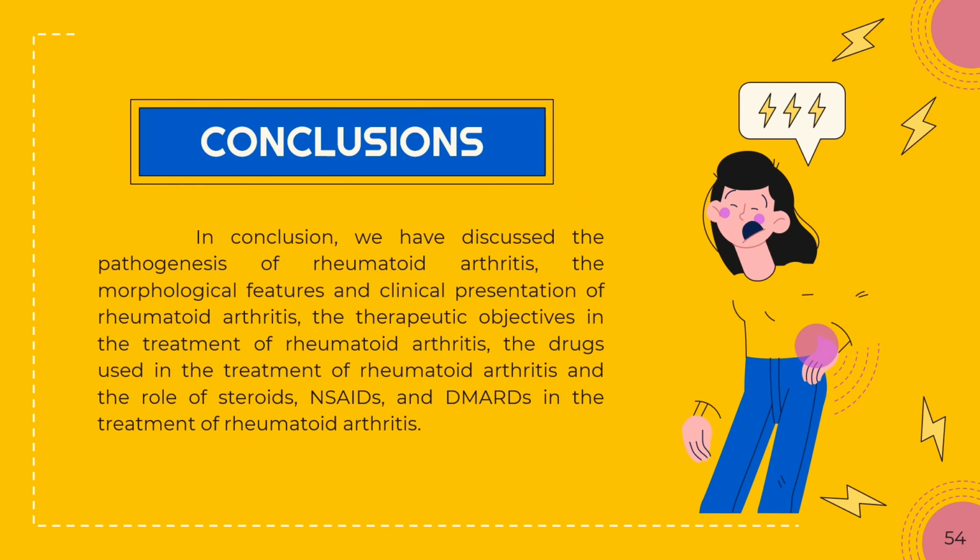In conclusion, we have discussed the pathogenesis of rheumatoid arthritis, the morphological features and clinical presentation of rheumatoid arthritis, the therapeutic objectives in the treatment of rheumatoid arthritis, the drugs used in the treatment of rheumatoid arthritis, and the role of steroids, NSAIDs, and DMARDs in the treatment of rheumatoid arthritis.